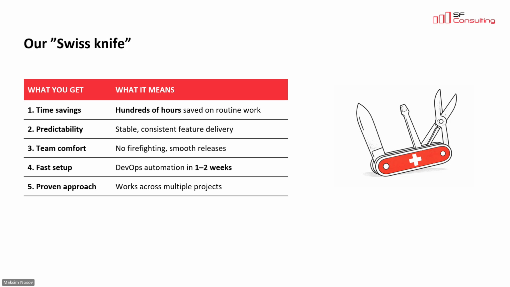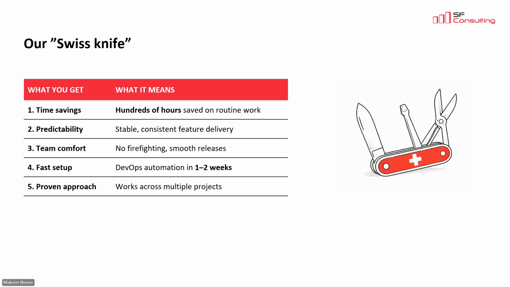The second is predictability. For example, every night you have a release, every 2 weeks you have a release on UAT, and every month you can go live. And your business gets a reliable rhythm you can plan around. The third, of course, is team comfort. Everyone knows that a happy team is an effective team. And the environments with this approach just work. The release doesn't fail, and updates happen outside working hours without disrupting your workflows. So your team actually stops fighting infrastructure and starts focusing on their actual tasks.